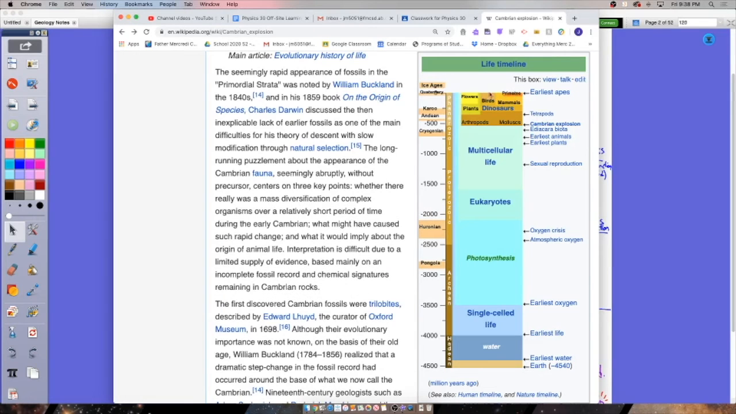So if this is today, right up here at the top, and this is when the Earth first formed, way back here, there is the Cambrian explosion. So up until this point, if there was life at all on Earth, it was very simple. Almost all of it was single-celled. If it was multicellular, it was barely even that. It was really just more than one single-celled organism starting to work together.